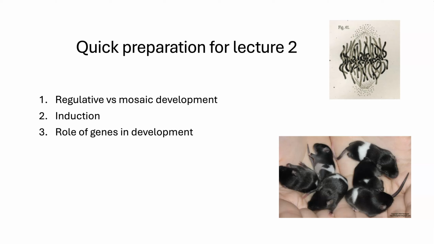So for this first one, I am going to cover materials from lecture 2, which will be Friday. And I will talk briefly about regulative versus mosaic development. These are just models for ways of thinking about development. You will find through the semester that most types of embryonic development are a combination of both concepts, but they were devised early in the study of embryology, and so they're a little bit restrictive.